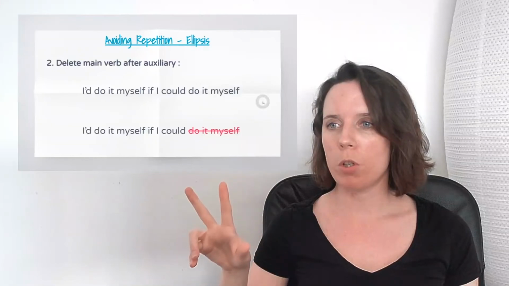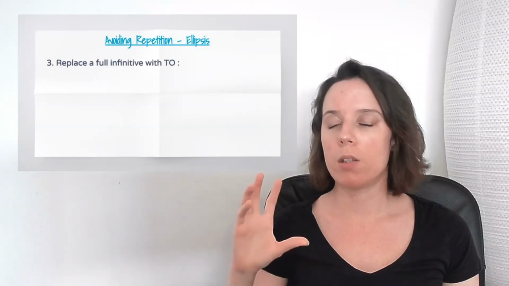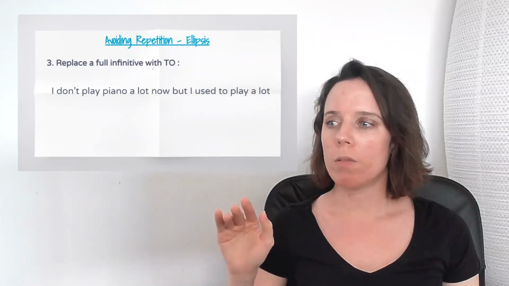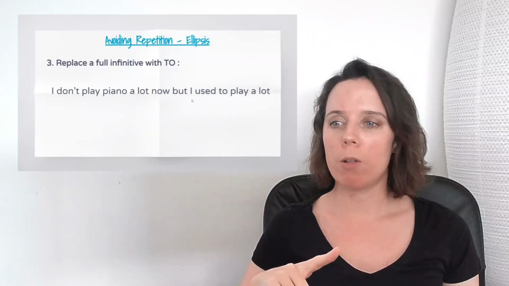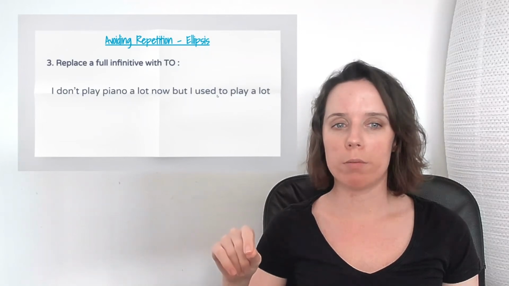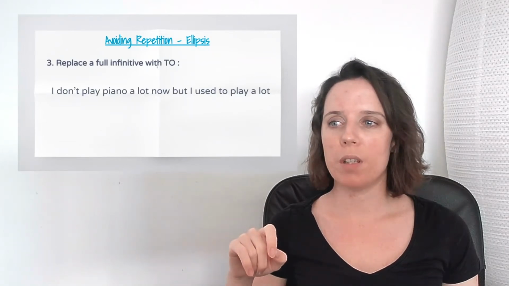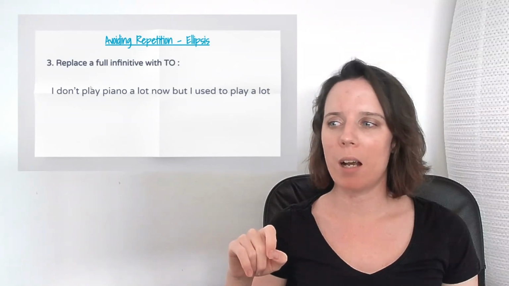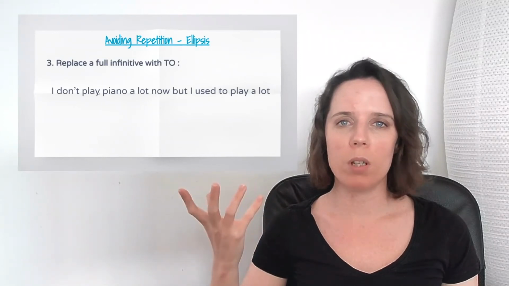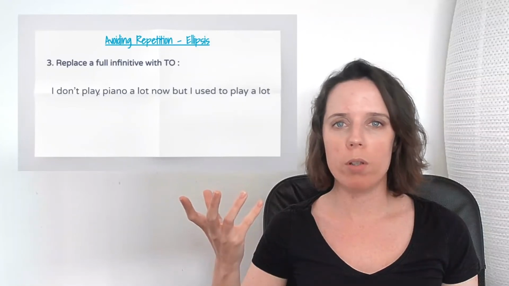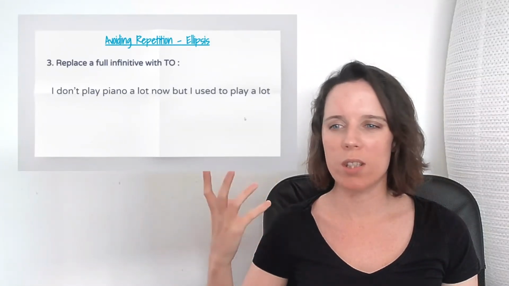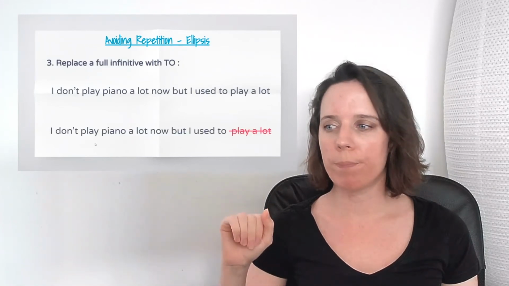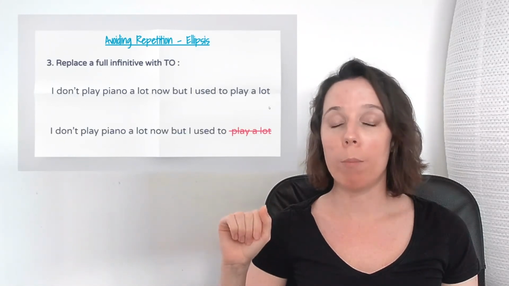Okay, so that's step 2. And then number 3 is that you can replace a full infinitive with to. For example, we have I don't play the piano a lot now, but I used to play a lot. The full infinitive with to is to play, and we already have play here, so we don't need to repeat this word. It's useless to us. It's just taking up more room and more words. So we can delete that: I don't play piano a lot now, but I used to.